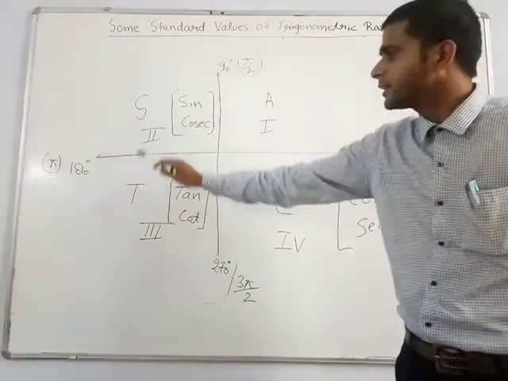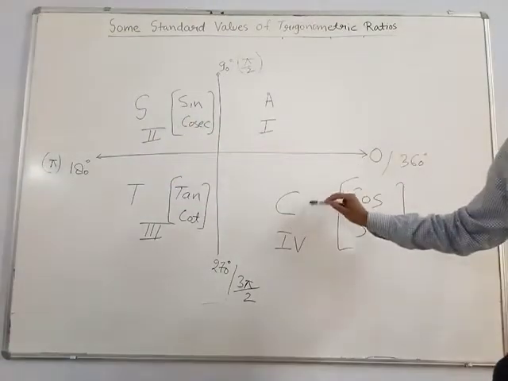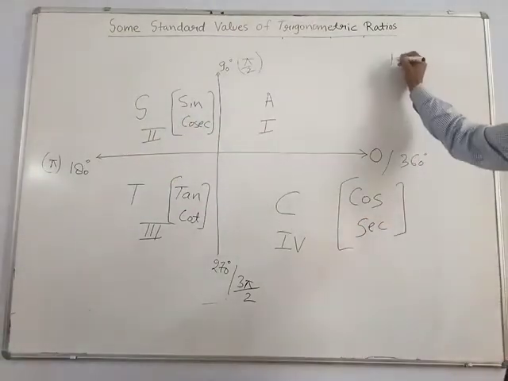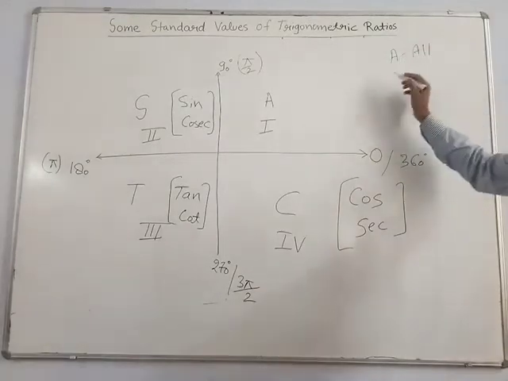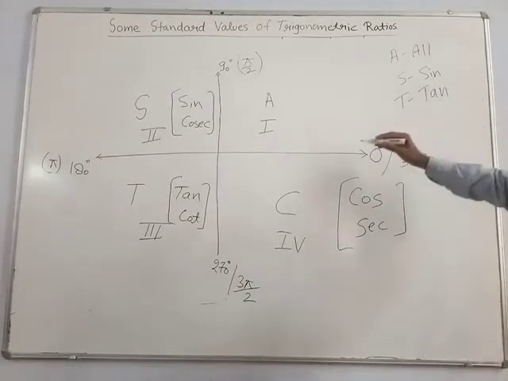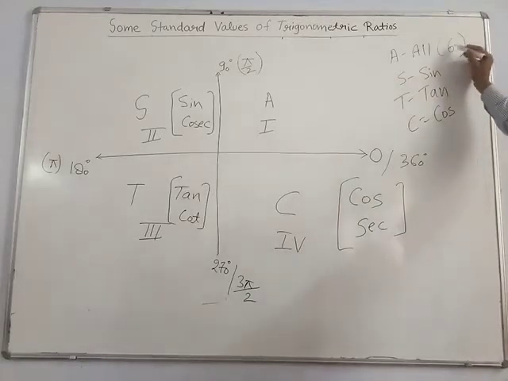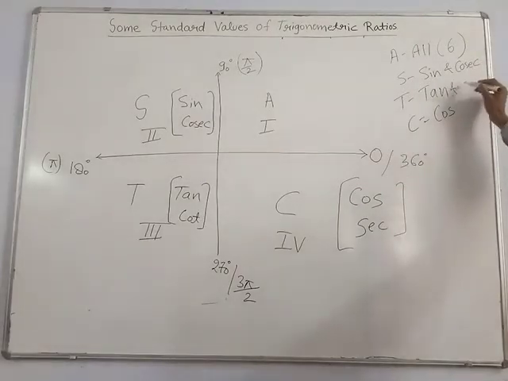So ASTC: all, sin, tan, cos. So A is all, S is sin, T is tan, and C is cos. All means all 6 values in positive sign. In this, sin and cosec is positive, tan and cot is positive, cos and sec is positive.